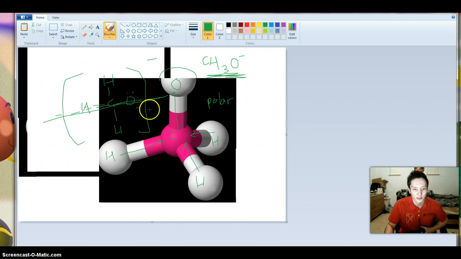So you can really never tell the polarity until you make this 3D shape. And for those of you who don't need to and you're doing fine, that's great. But for most of you, or for some of you, this will greatly help. This helps me a lot.